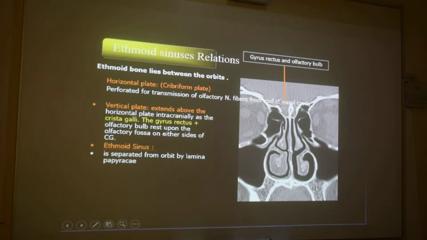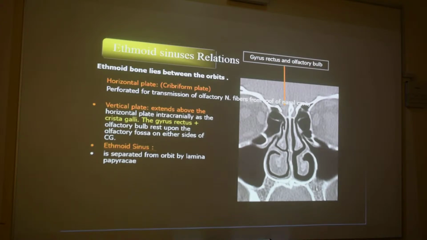So it's a very thin plate, or you can say bone tissue, between the brain and frontal lobes and the ethmoid sinus. Obviously the disease process can spread through this into the brain and can result in meningitis. But the reason for showing you this is there's another entity which is known as CSF rhinorrhea.